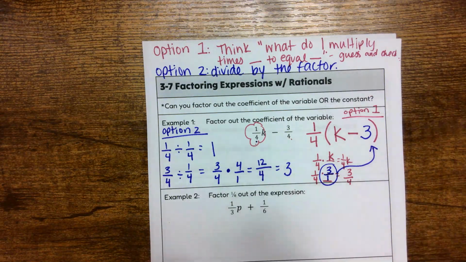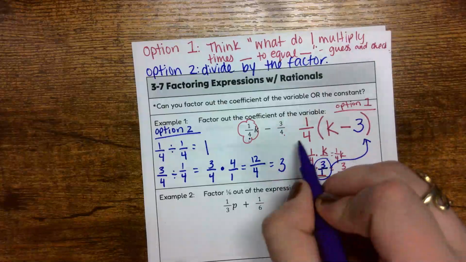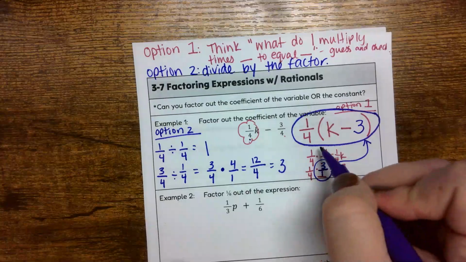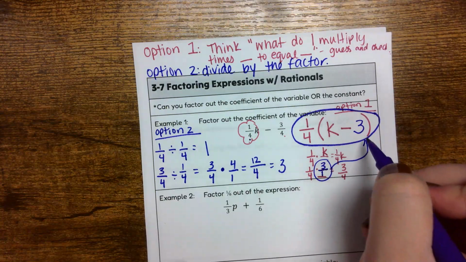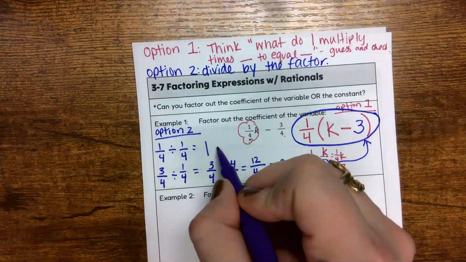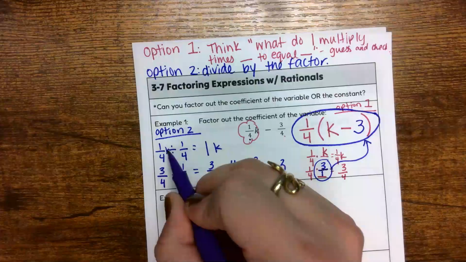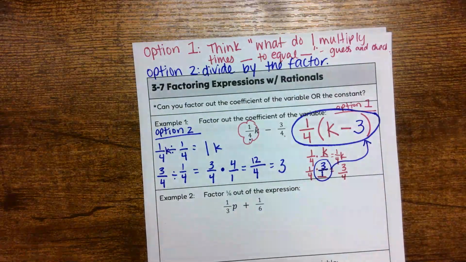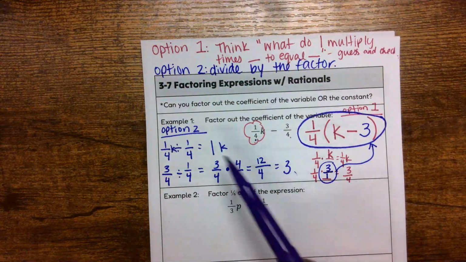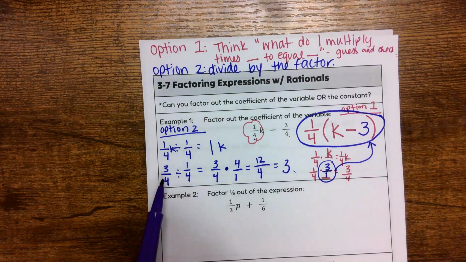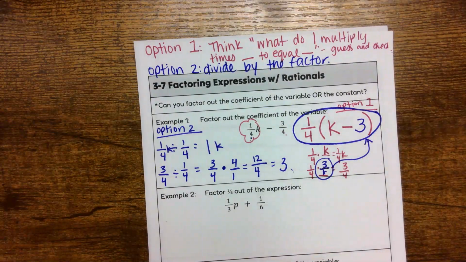So you can see that we really got the same expression, 1/4 times k minus 3, okay? We really got the same answer just by dividing or kind of guessing and checking. So let's do the next one.